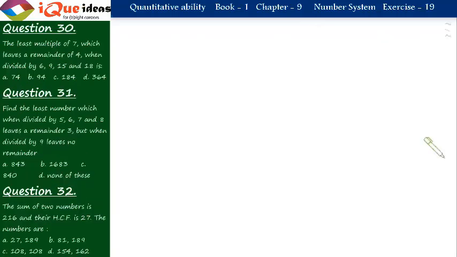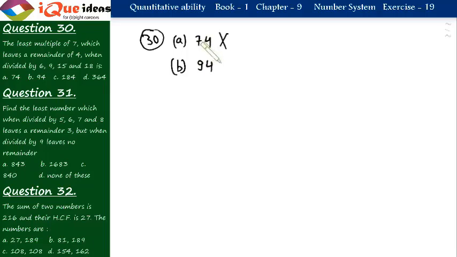Now let's take question number 30. It says the least multiple of 7 which leaves a remainder of 4 when divided by 6, 9, 15 and 18. Now in this question, if you use options, it will be much easier, because the options are smaller. You can use options when they're usable. Usable means the numbers have to be small.